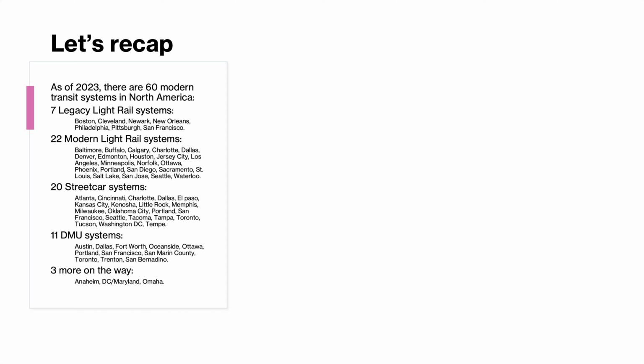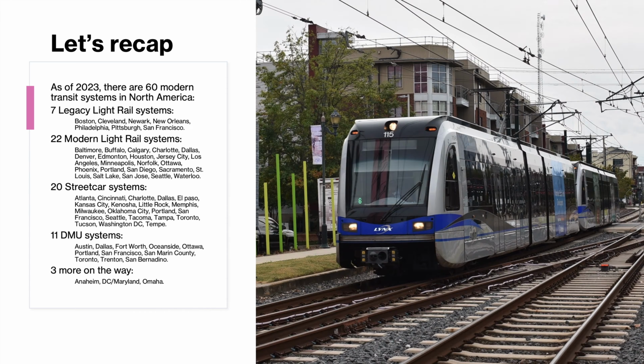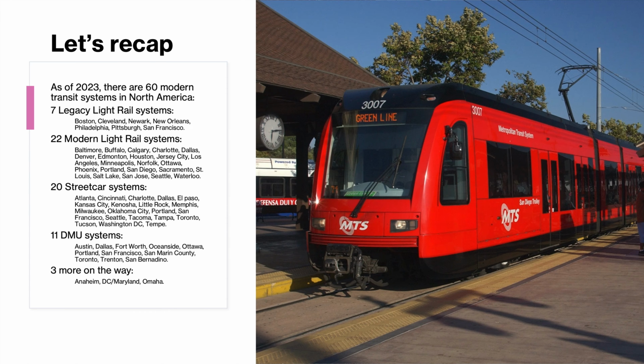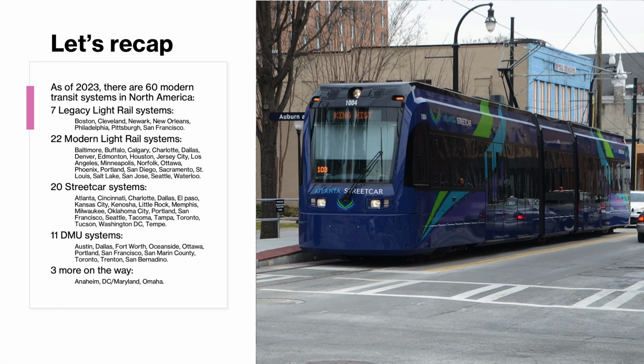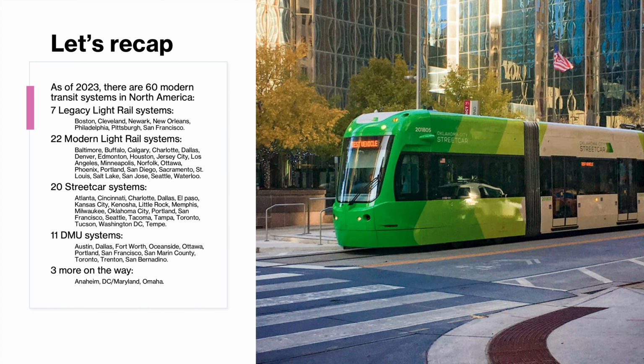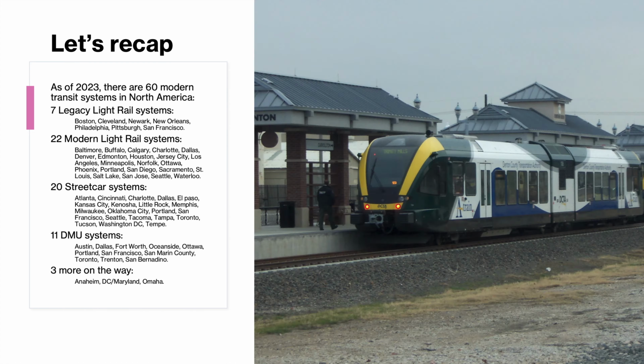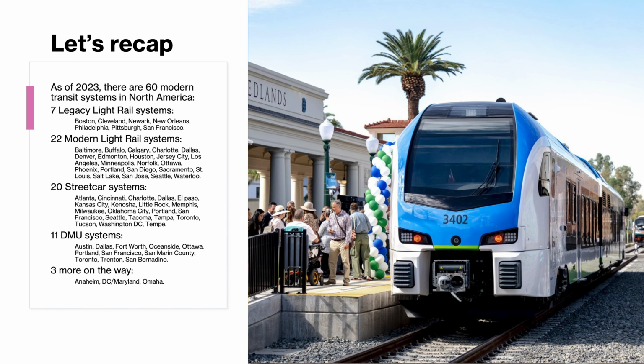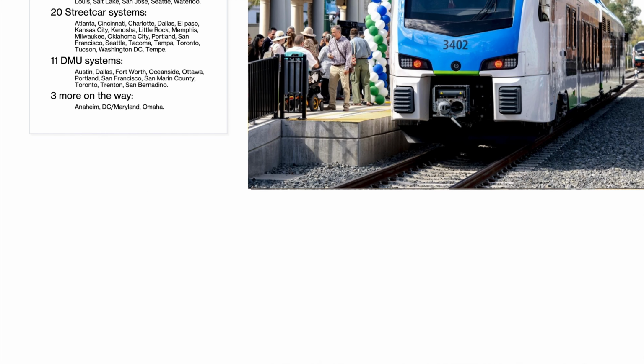So, in sum, as of 2023, there are 60 modern transit systems in North America, 7 legacy light rail systems, 22 modern light rail systems, 20 streetcars, 11 DMUs, and 3 more under construction, hopefully to open very soon. And you can see all of them here. This was a very boring lockdown Saturday during COVID.